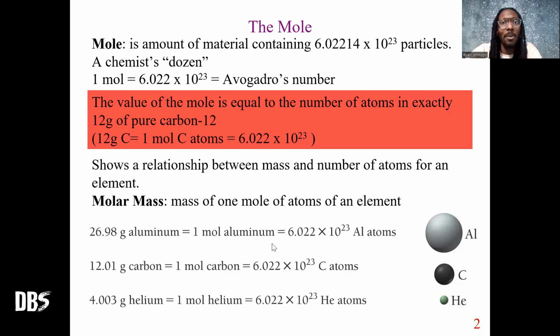Boy, that's a lot to say. Aluminum. Okay. So I also understand that that 1 mole of aluminum is equal to 6.022 times 10 to the 23 aluminum atoms. Okay. We look at carbon, the same thing applies to carbon. If I look at my periodic table, it's 12.01 grams of carbon. That's the mass of my carbon element. And I also understand that that is equal to 1 mole of carbon.